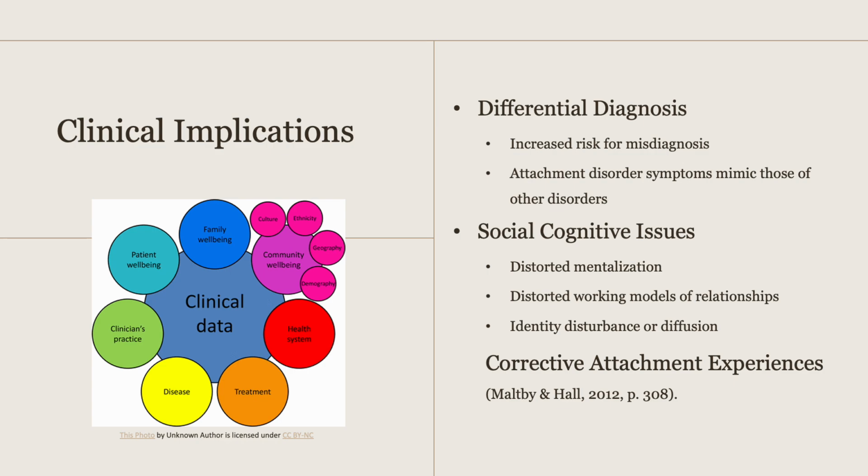Equally important are the social cognitive impairments central to attachment disorders. Clients often demonstrate mentalization deficits, distorted inner working models of relationships, and identity disturbances or diffusion. These patterns shape how they interpret social interaction and form relationships.